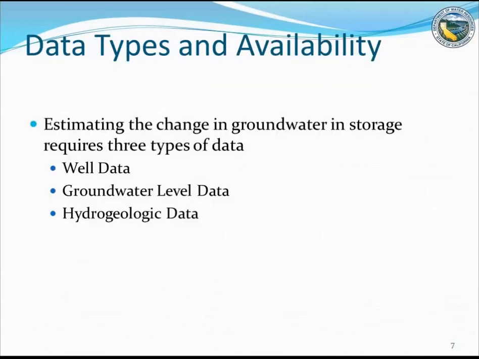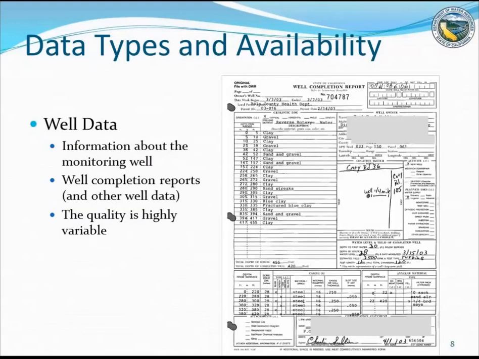So what kind of data do we need to do this? Well, there's three main types: well data, groundwater level data, and hydrogeologic data. Well data is essentially information about the well that we're collecting the data from. Most of this information is derived from well completion reports submitted by drillers when the well is drilled.